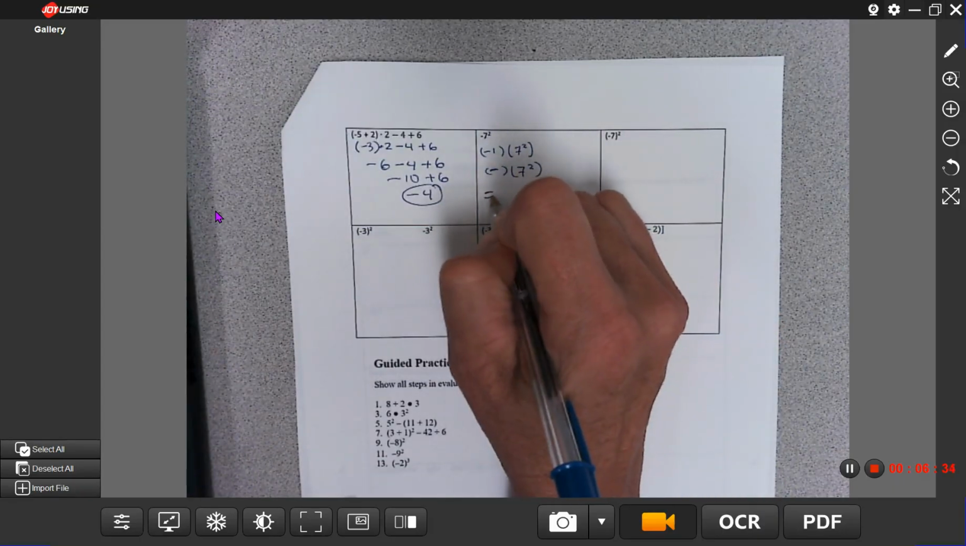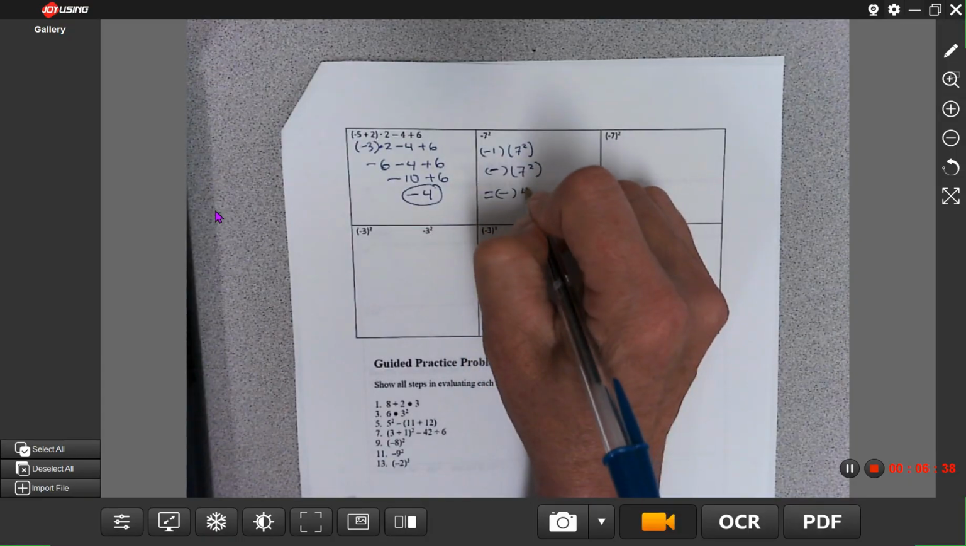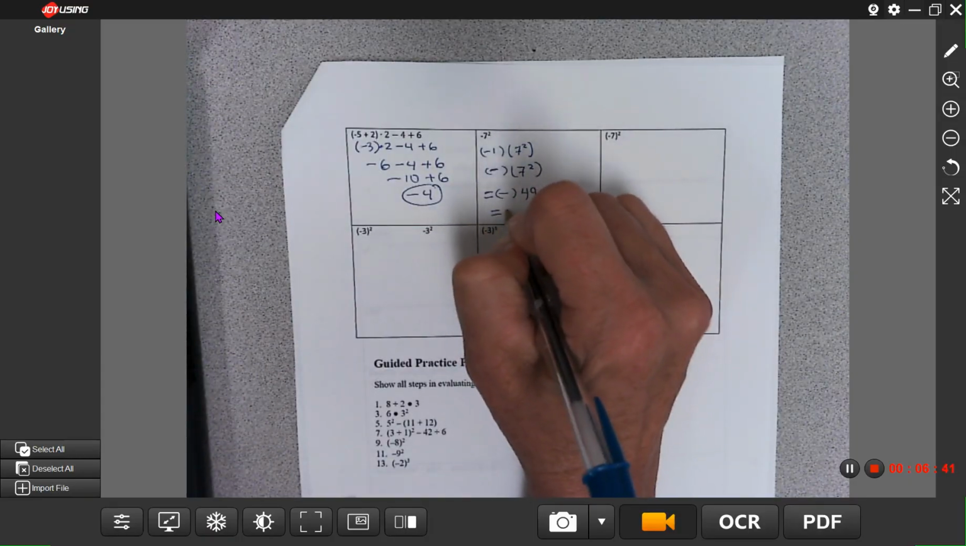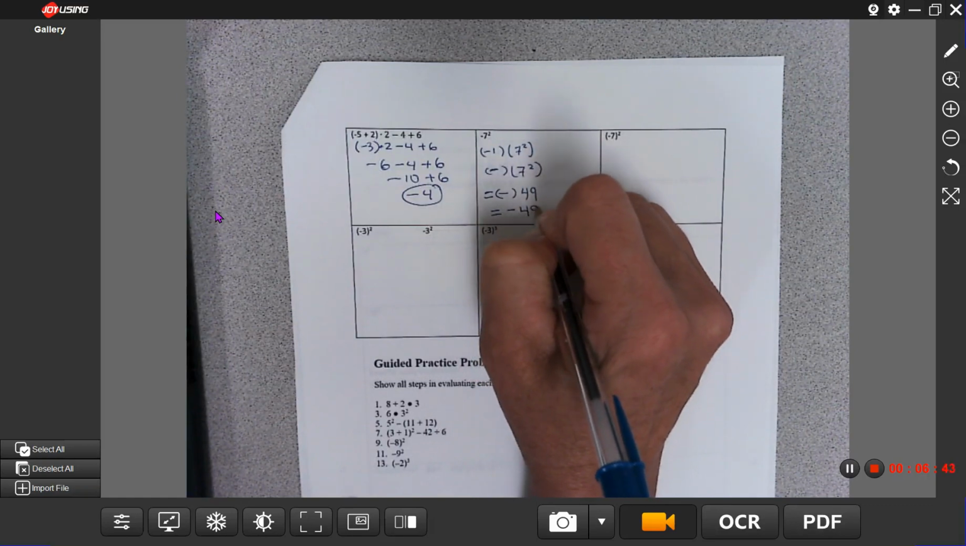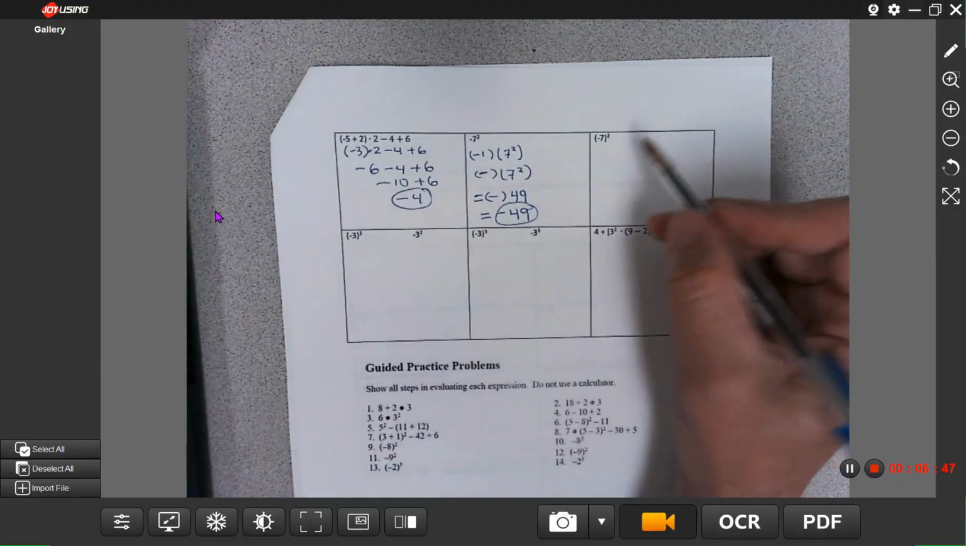negative sign. So however you think about it, I still have the negative sign in front, and 7 times 7 is 49, and the negative sign is still in front of the number, so the answer is negative 49.